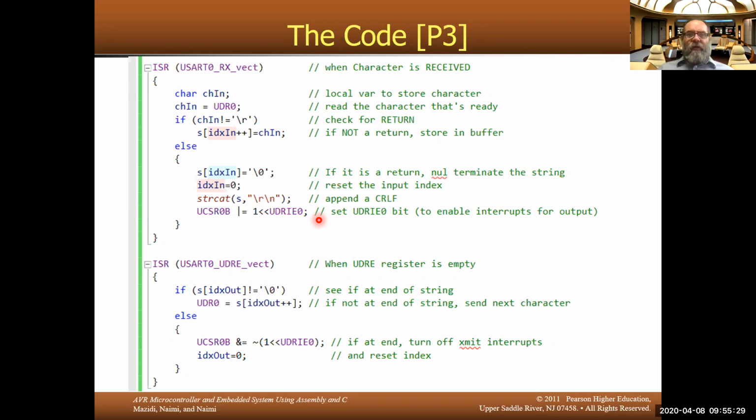Here is where cool stuff happens. Remember, in the main program, all I'm doing is spinning until such time as the user types a character. When the user types a character, because the receive interrupt enable was a 1, the receive interrupt enable flag is a 1. When the user types a character, I'm going to come to this interrupt service routine.